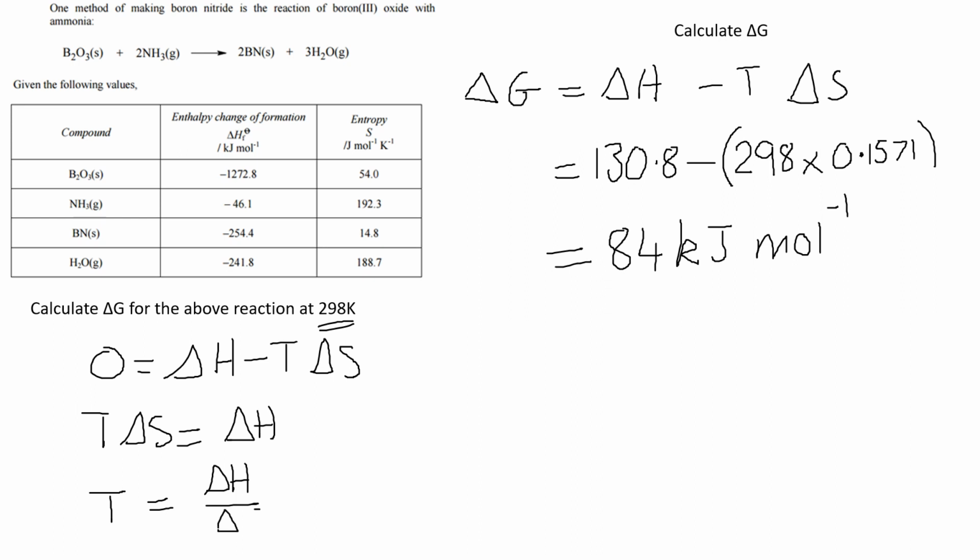over delta S. So to work out the temperature at which it becomes feasible, you plug 130.8 in, which is delta H, divided by 0.1571. And when you plug that into the calculator, you get 833 Kelvin, which is about 560 degrees Celsius.